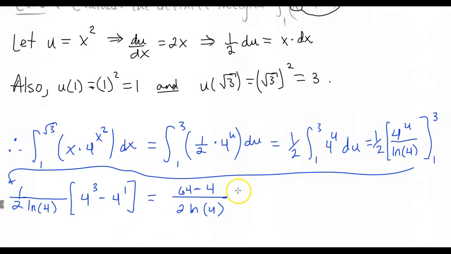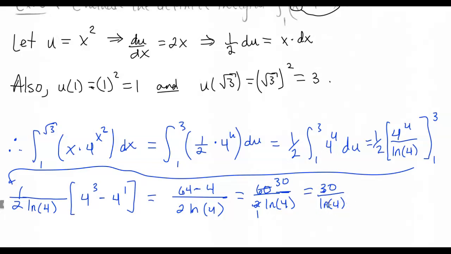And so in looking at that, we have 60 divided by 2 times natural log of 4. And of course, 60 divided by 2, that will reduce to 30. So we have 30 divided by natural log of 4.